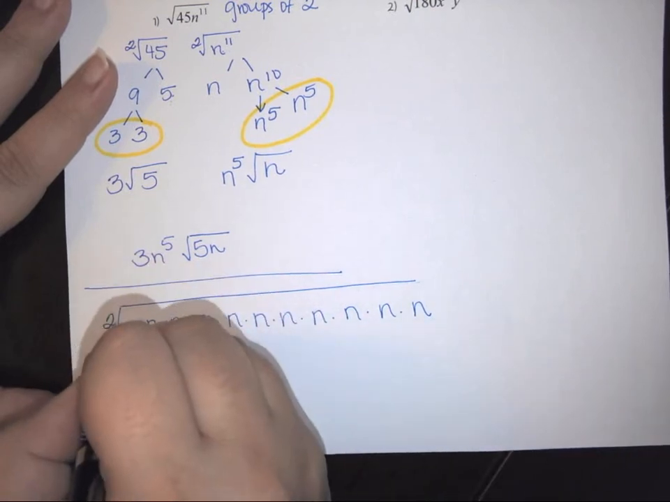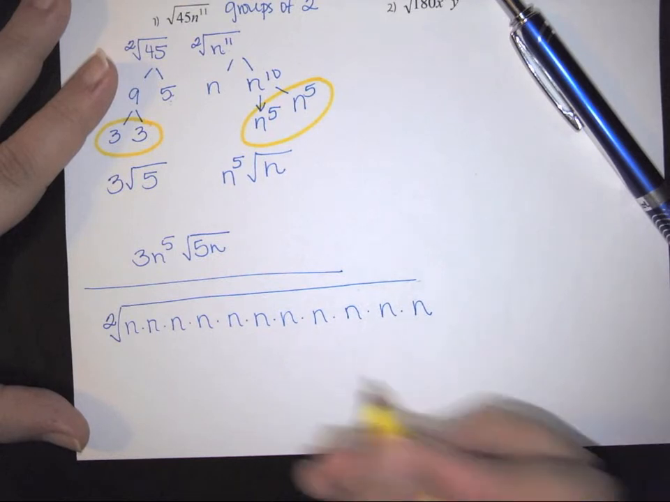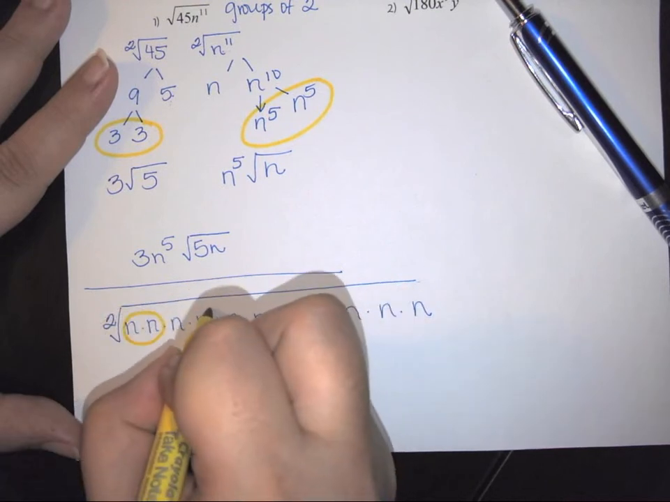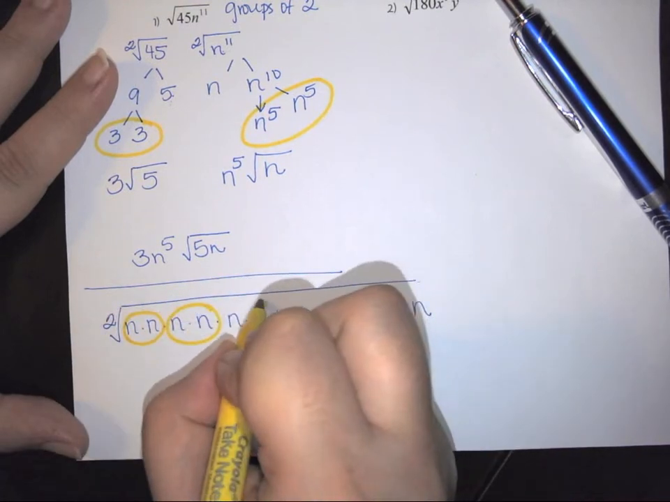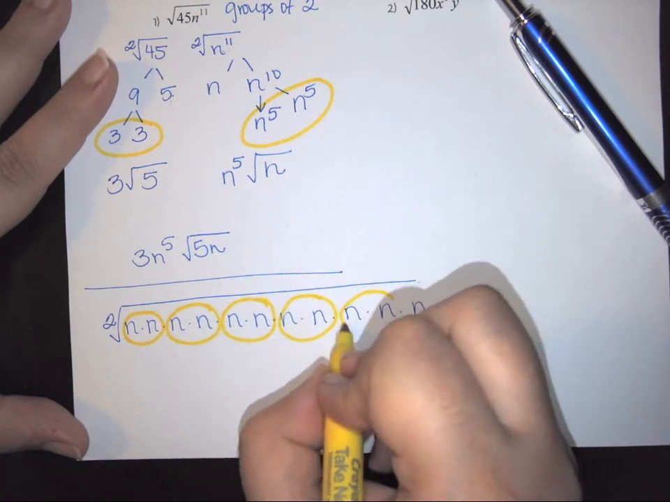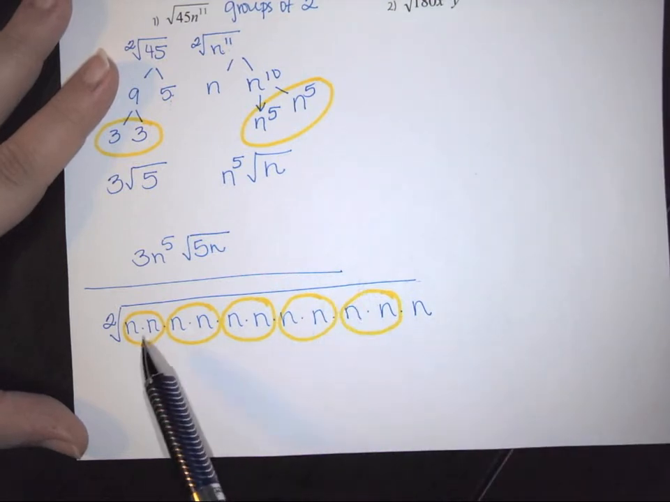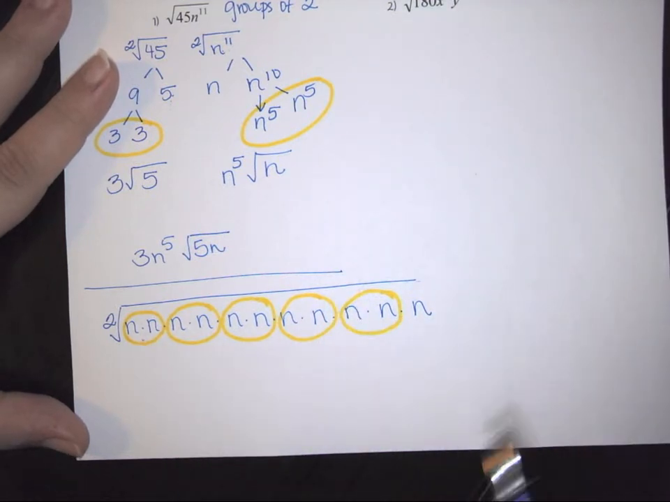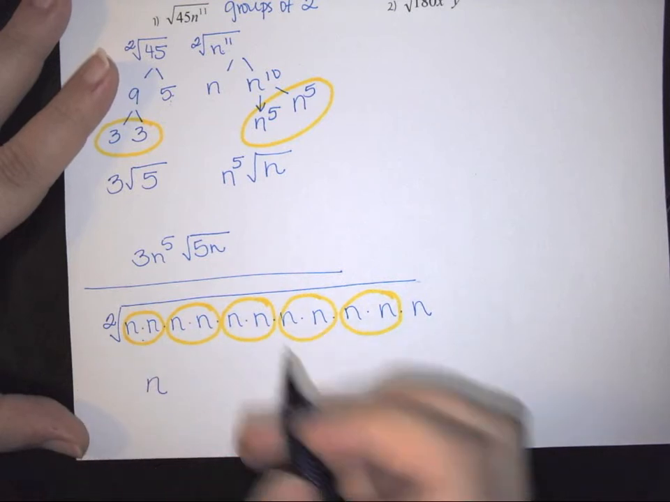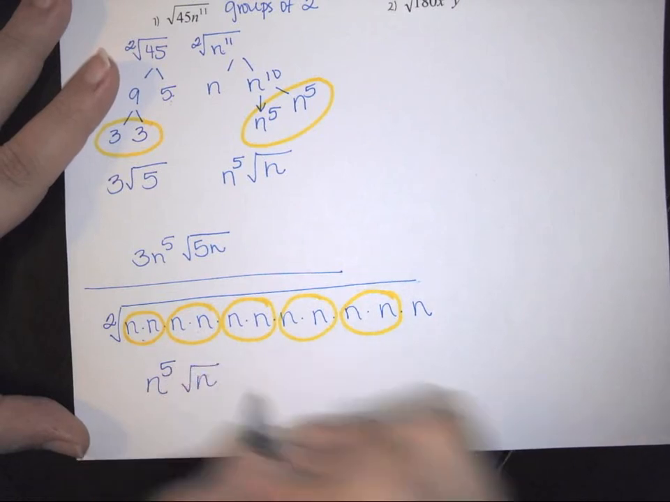I have an index of 2, which means I need groups of 2. Therefore, I could go ahead and start circling them. Here's one group of 2. Here's two groups of 2. A third group of 2. 4 groups of 2. 5 groups of 2, and I have one lone survivor. So here, my groups of 2 are made up of n, and I have 1, 2, 3, 4, 5 of them. What's left behind? The square root of n.